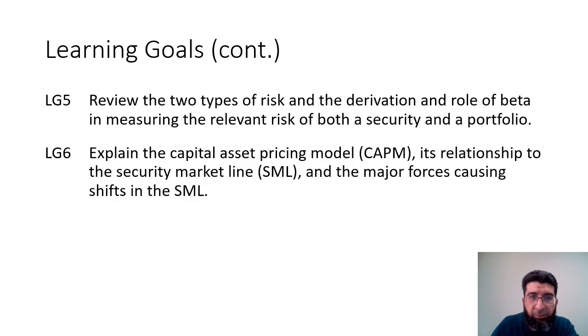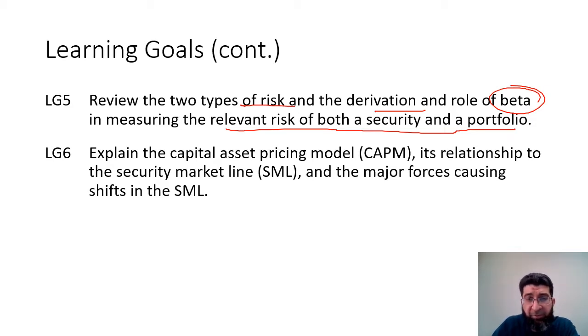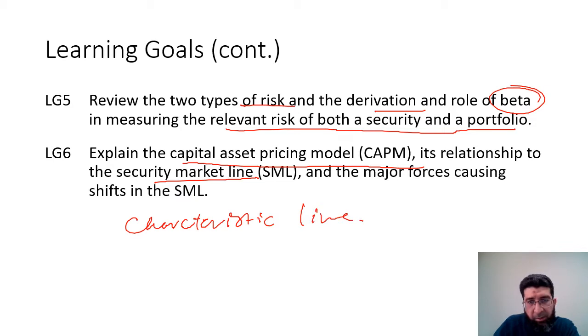In this chapter, we are going to cover the following learning goals. First, we are going to review the two types of risk and derive some form of derivation and the role of beta in measuring the relevant risk of both a security and a portfolio. We're also going to look into the famous model, the capital asset pricing model, and its relationship to the security market line. And we're also going to look at one part of it which is called the characteristic line. So you'll have these learning goals.